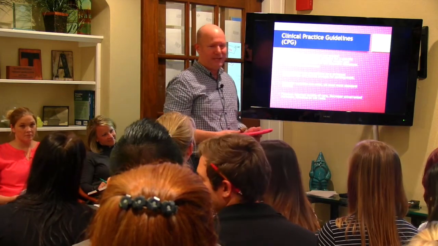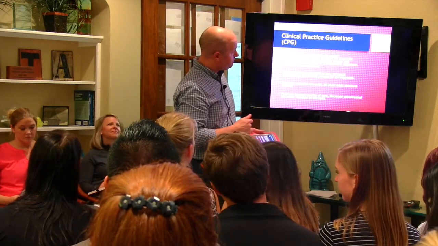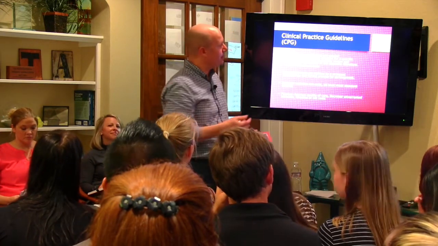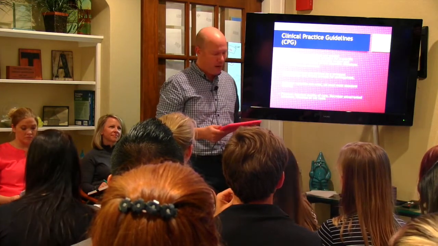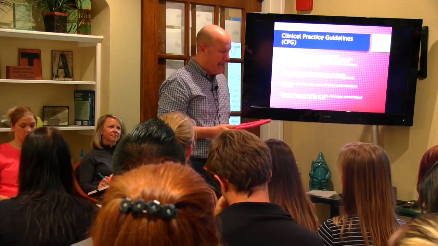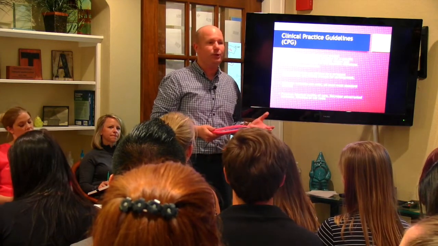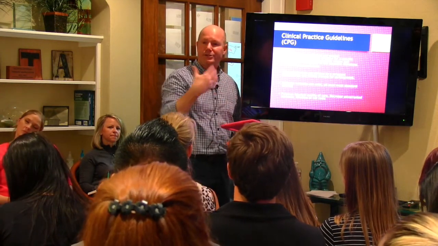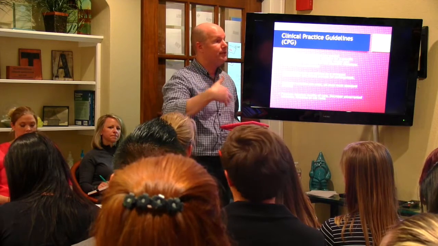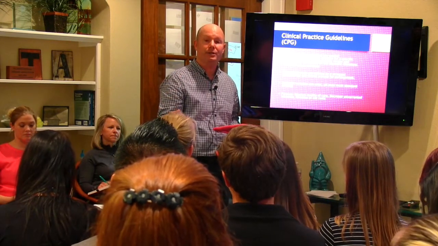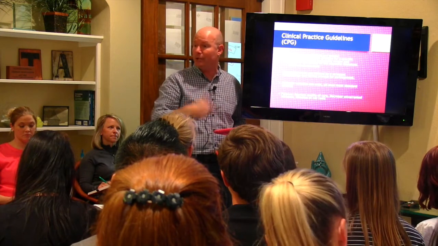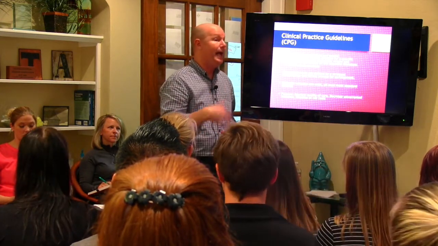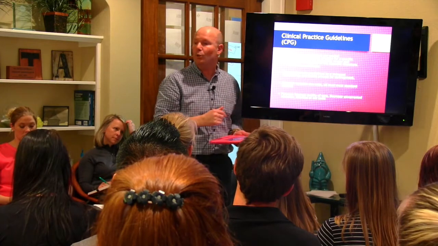So some definitions. Clinical practice guidelines are graded recommendations on best practice for a specific problem, a specific condition, or question. And it's based on the systematic review of papers. So we have to do systematic reviews in order to produce these evidence-based recommendations. And the recommendations come in the form of you should do this, you shouldn't do that, you must do this, you mustn't do that. And if you don't do this, you better have a good reason why.